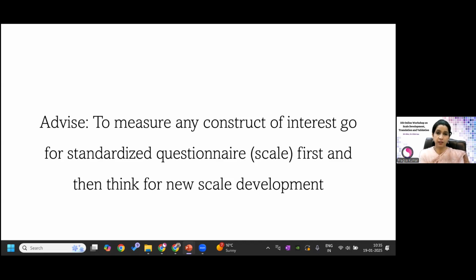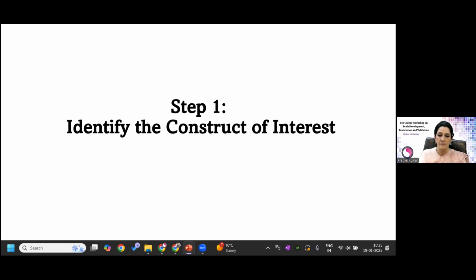So you have to think, is there any need for development of a new scale? Because if work has already been done, then you can take that particular scale and modify it in your context. And if it is not there, then you can think of a new scale development. So what is the first step? First is to identify the construct of interest.